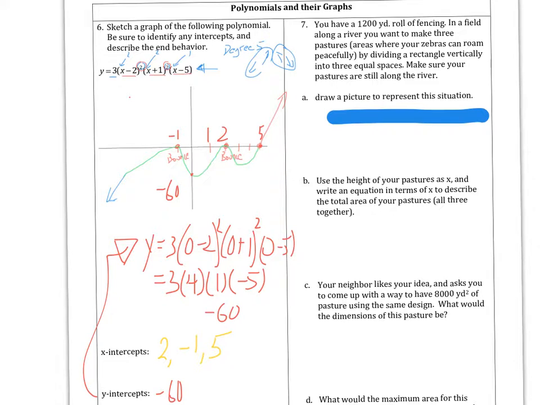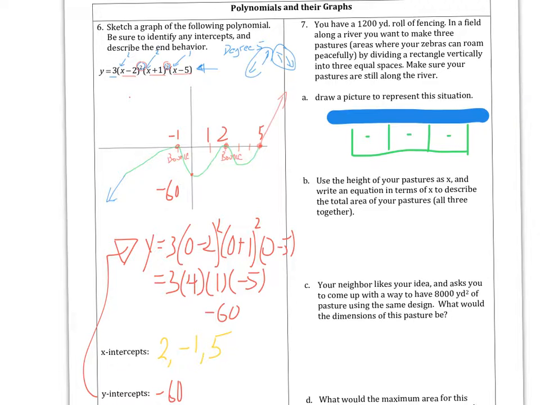I'm going to draw my pasture. Pay no attention to the dogs growling in the background. They're wrestling. So here's my pasture. There's a rectangle, and I've got to divide it vertically into 3 equal spaces. So I'm going to draw 2 dividers, and I've got 3 equal spaces.